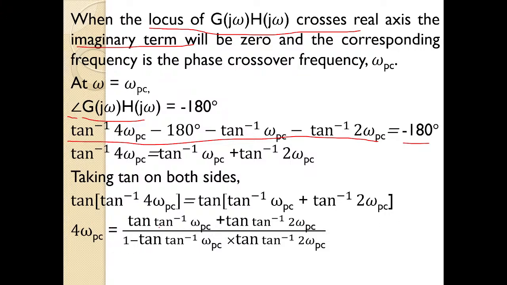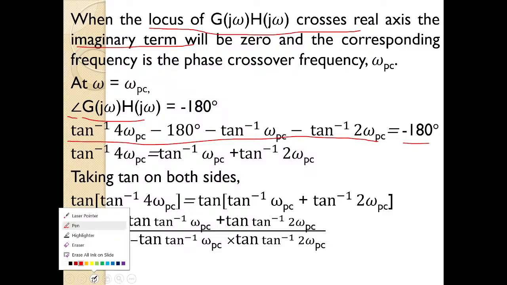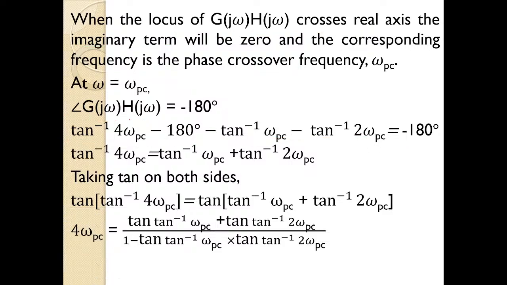And now simplify this. Simplify the above equation. Rearrange the terms, simplify it. Here minus 180 is already there. Send this minus 180 to the left side. So it becomes plus 180, and plus 180 and minus 180 will cancel. So this is left over. After some mathematical simplification, I need not explain. There is no need to explain the mathematical simplifications.